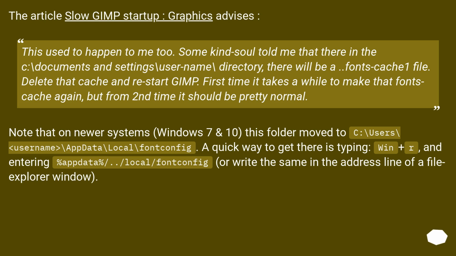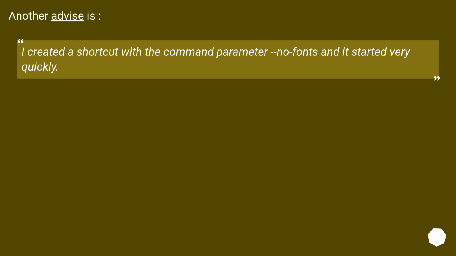\AppData\Local\fontconfig. A quick way to get there is typing Win+R and entering %appdata%\..\local\fontconfig, or write the same in the address line of a File Explorer window. Another piece of advice: I created a shortcut with the command parameter no-fonts and it started very quickly.